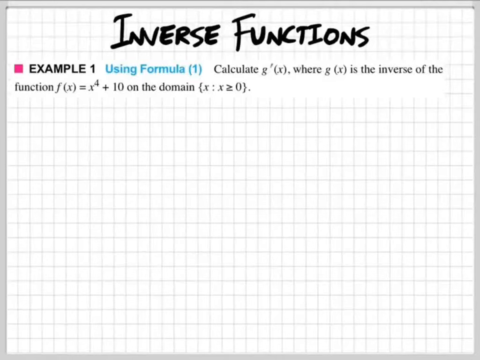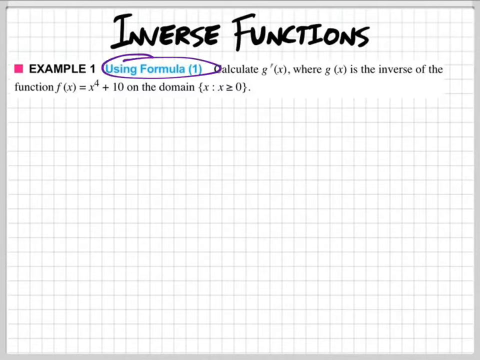Okay, now there's two ways to do this. I'm going to show you guys the way with the formula, okay? Even though I probably wouldn't do a problem like this with the formula every single time. But we just learned it, so let's try it. Okay, so it says calculate g prime of x, where g is the inverse.